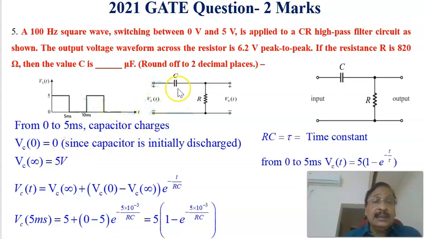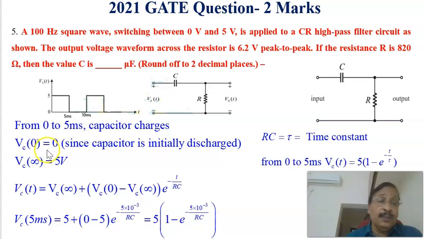Here, let us see what the capacitor voltage is at time 5 milliseconds. In that one, the initial voltage of the capacitor, VC at 0, is equal to 0, since the capacitor is initially discharged.